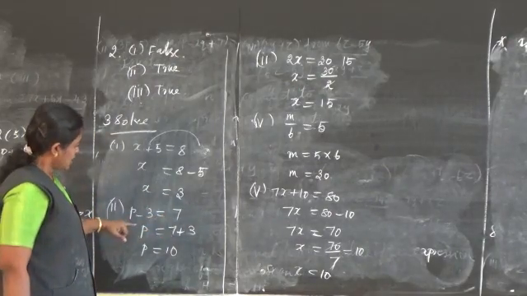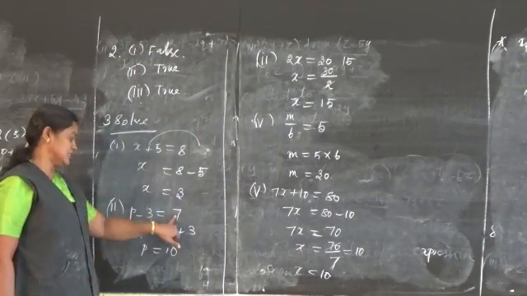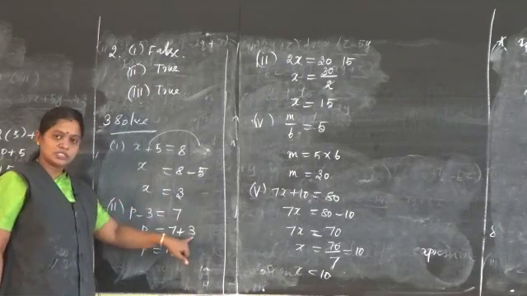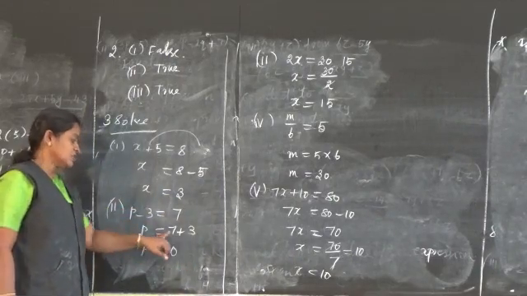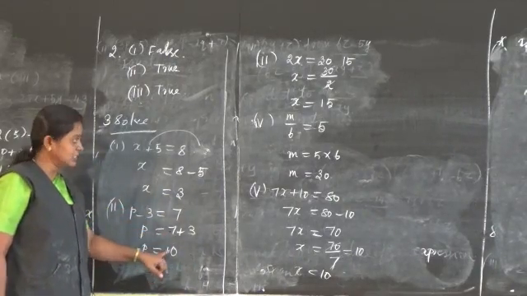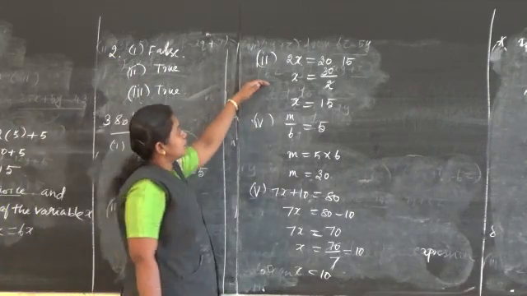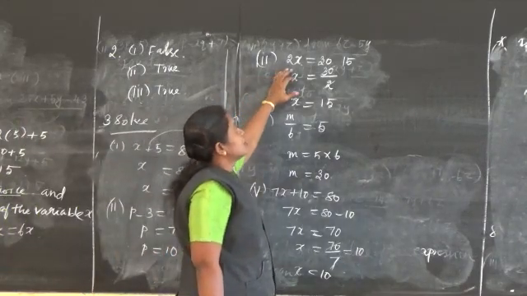Second subdivision, p minus 3 equal to 7. Minus 3 goes on that side as plus 3. So 7 plus 3 is 10, p equal to 10. Come to the third subdivision, 2x equal to 30 is given.